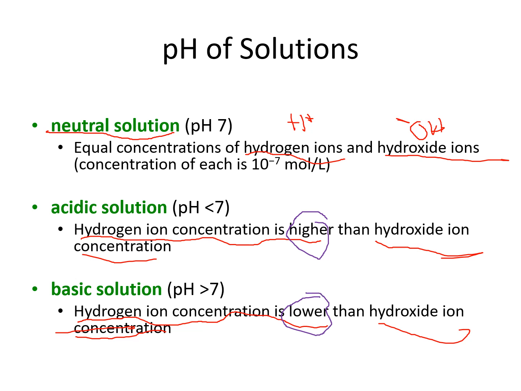So again, acidic is going to be less than 7. And as you go from 7 to 0, it's becoming more acidic, and if you're going from 7 to 14, it's becoming more basic.